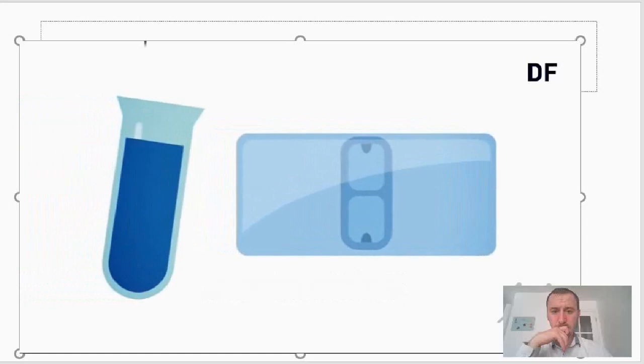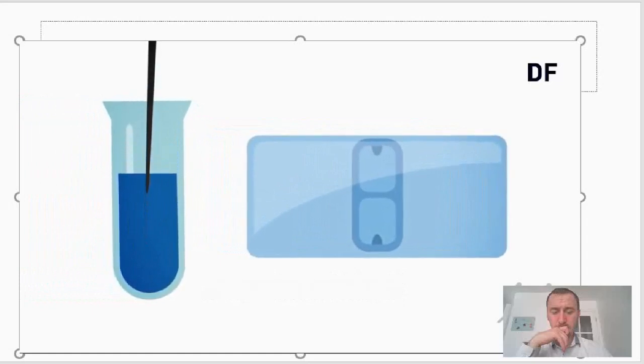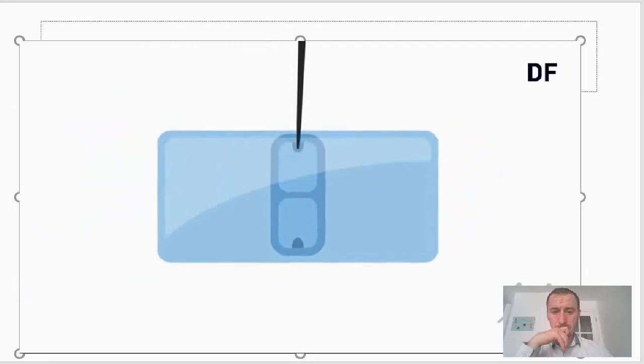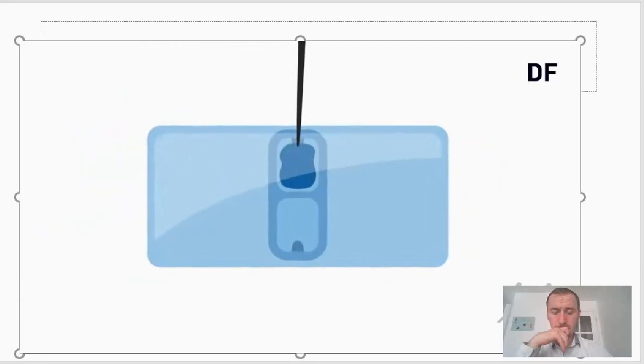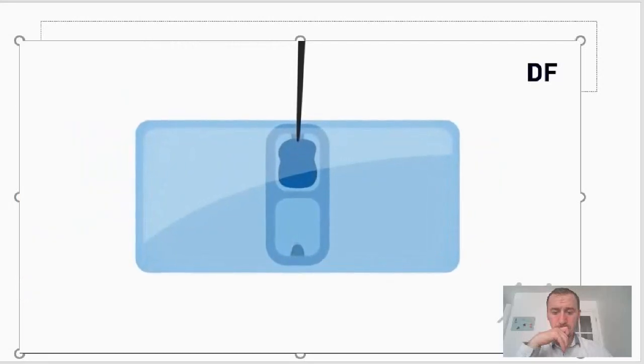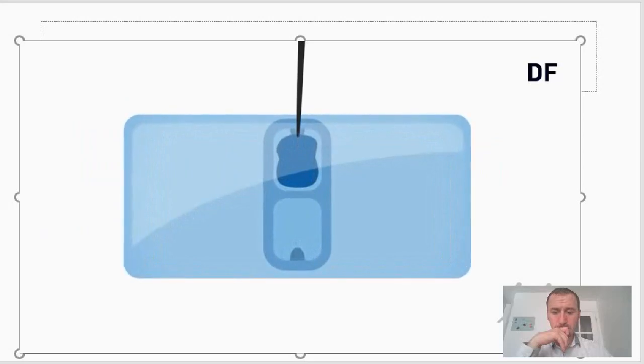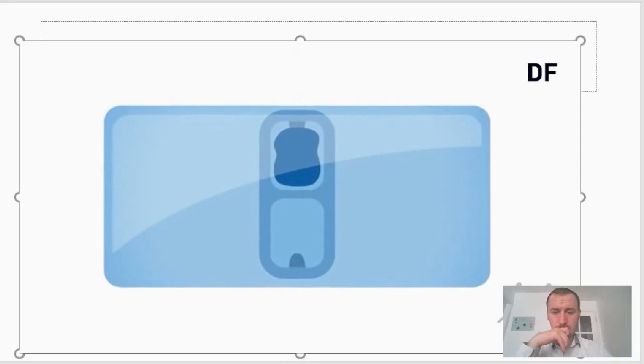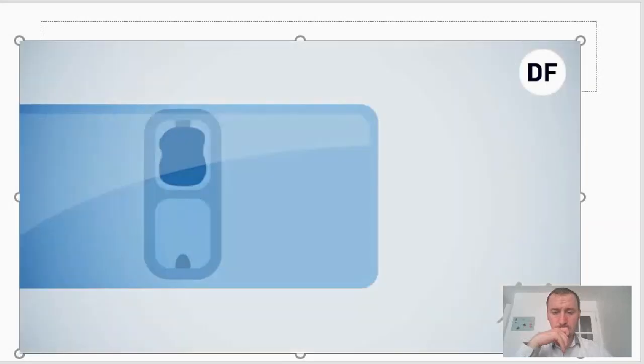Make sure your diluted cell sample is mixed well and load 10 microliters by gently resting the end of the pipette tip at the edge of the chamber or the edge of the cover slip. Do not overfill the chamber. Let the liquid be drawn out of the tip and fill the counting chamber by capillary action.